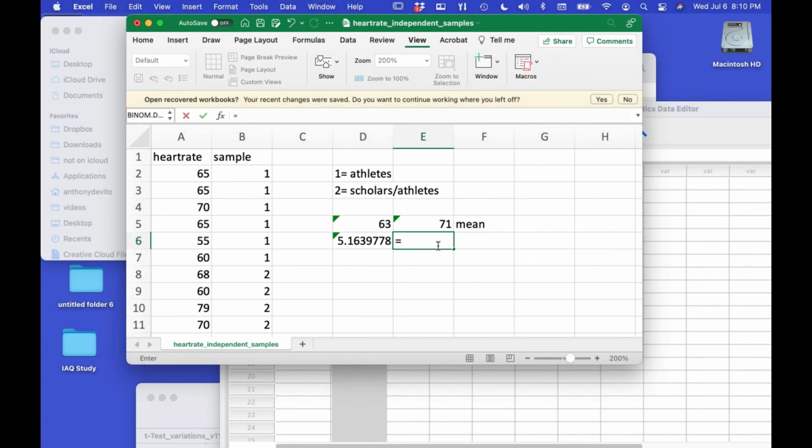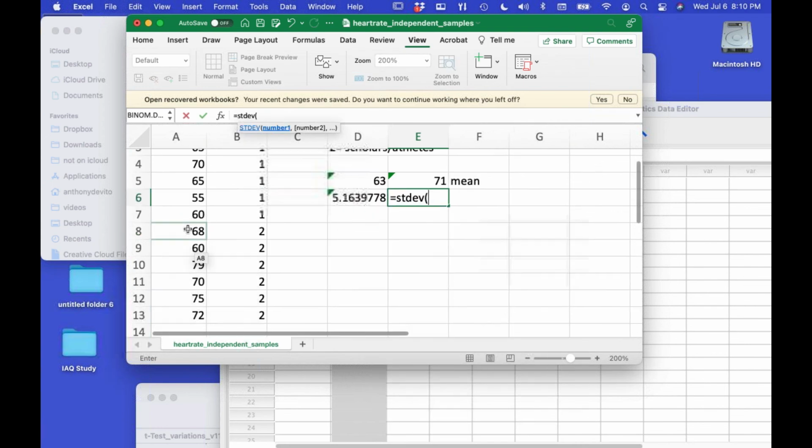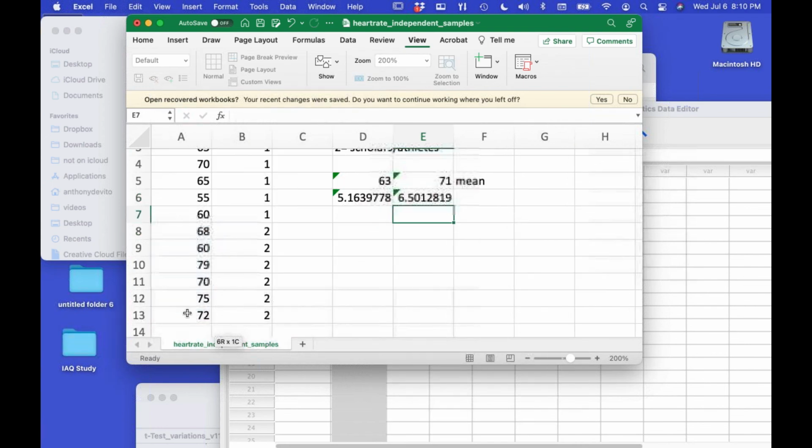And now I am going to calculate. Okay, so when I want to calculate my t-value, I'm going to find the difference between these two numbers. It's going to be equal to 71 minus 63, a difference of 7. That's my numerator, the difference between x bar 1 and x bar 2.